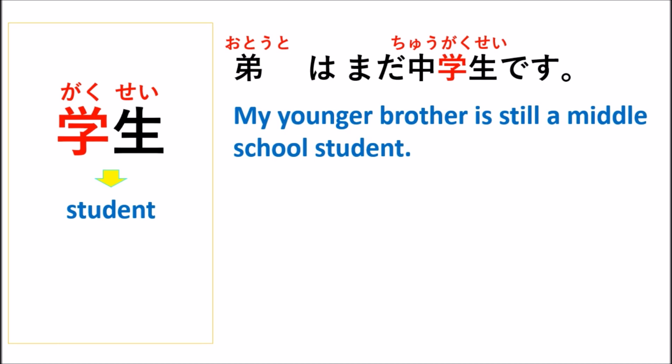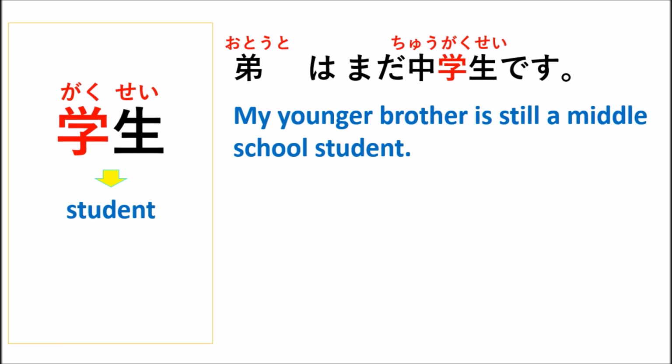So in this form you can even say upper secondary school student, you can say kogakusei. Chugakusei, chu means middle, ko means higher, so high school student. So kogakusei means high school student. And if you want to say primary school, you can say shogakusei. Shogakusei means primary school student.